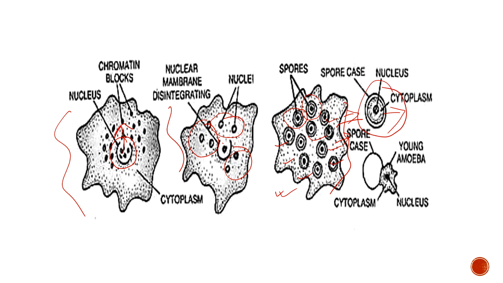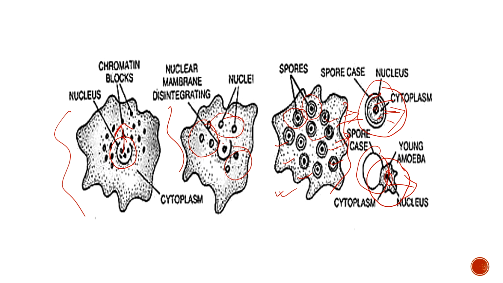Like these are the individual cells. So this is the spore case, this is the nucleus, and this is the cytoplasm. Okay. So from these spores again, young amoeba will come out. So this is the way. If the spore case breaks, then the new daughter amoeba will come out. Young amoeba will come out containing a nucleus and a cytoplasm in it.